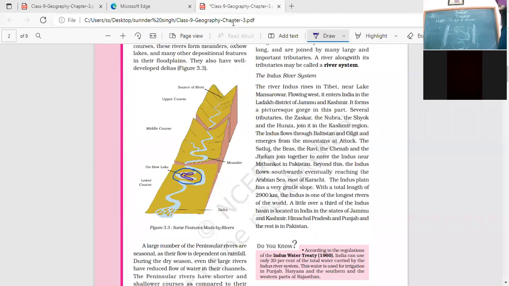Example, the Kosi River, which was earlier known as the Sorrow of Bihar due to floods. So the plains of Bihar are a result of the Kosi River.